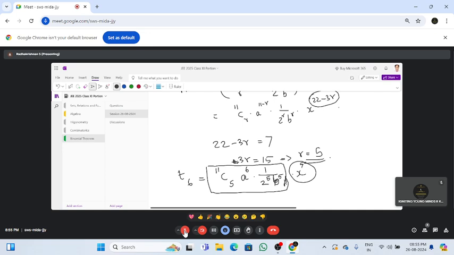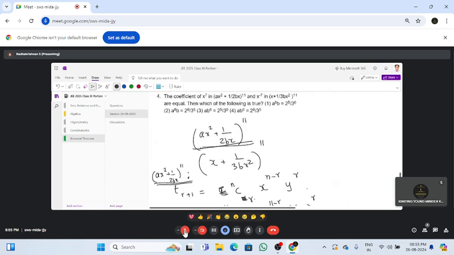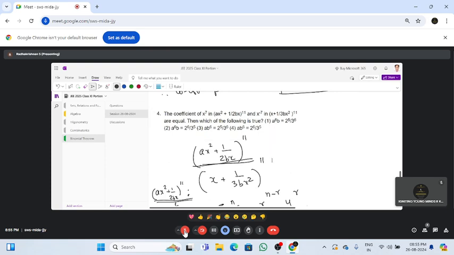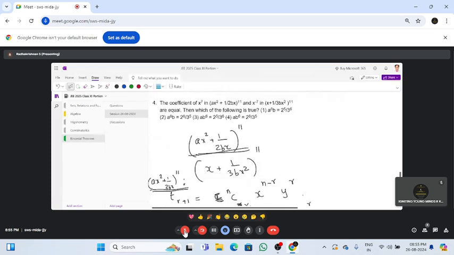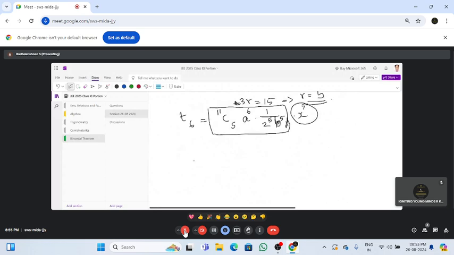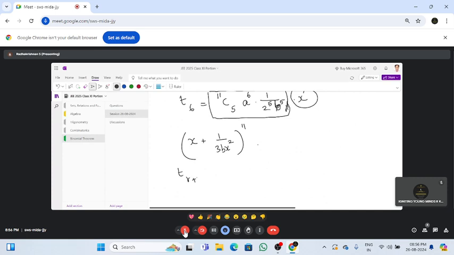Not 6, B. Okay. In the same way, you find out what is the coefficient of x power minus 7 in the second expansion. Same way. What is the other expansion? 1 by 3b x square. Okay. So, and here, what is t r plus 1? Again, 11Cr. Okay. First term is x to the power of 11 minus r, 1 by 3b x square to the power of r.